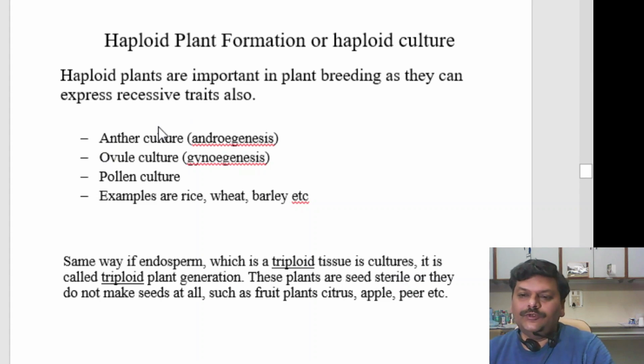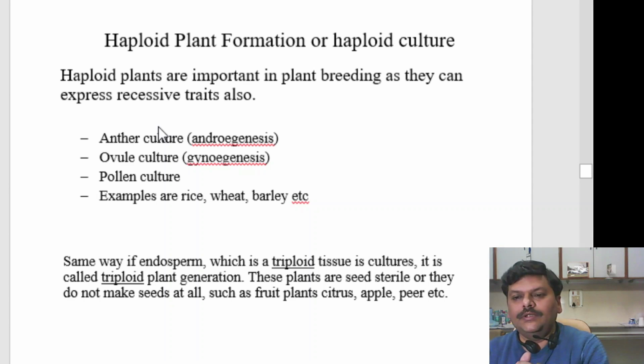Another application of plant tissue culture is in the development of haploid plants or haploid culture. As the term suggests, haploid means having one set of chromosomes only. I'm sure by now you know what is normal: each cell has two sets of chromosomes, and then the cells are called diploid cells. Haploids are the ones which have only one set of each chromosome.